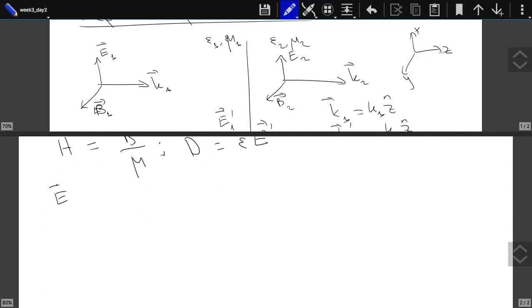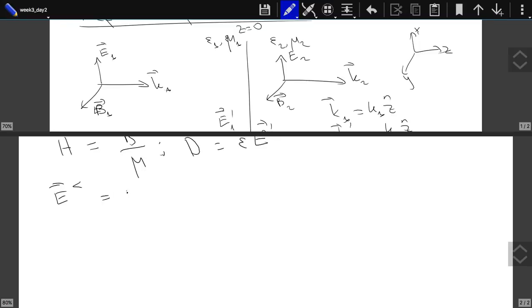So, electric field, let me use this sign. I will just assume that this is the Z equals 0 plane. I will choose my origin somewhere on that plane, on the interface. This less than sign basically implies the electric field for points at Z less than 0.